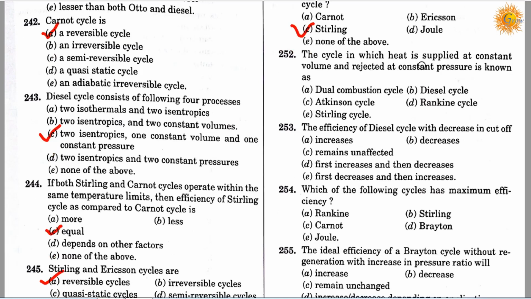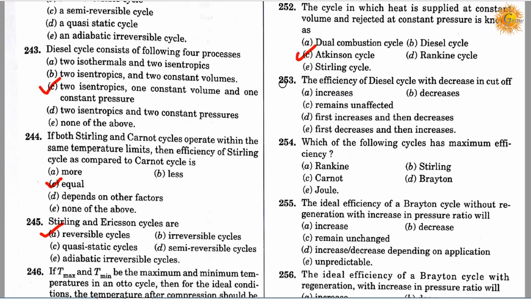The cycle in which heat is supplied at constant volume and rejected at a constant pressure is known as: option A, dual combustion cycle; option B, diesel cycle; option C, Atkinson cycle; option D, Rankine cycle; option E, Stirling cycle. Correct answer is C. The cycle in which heat is supplied at a constant volume and rejected at constant pressure is known as Atkinson cycle.